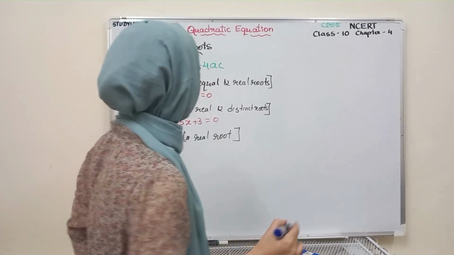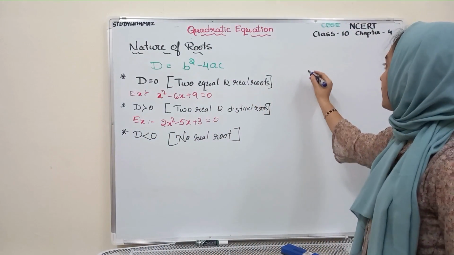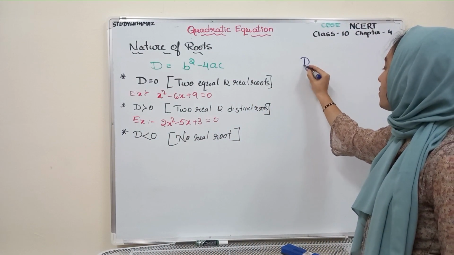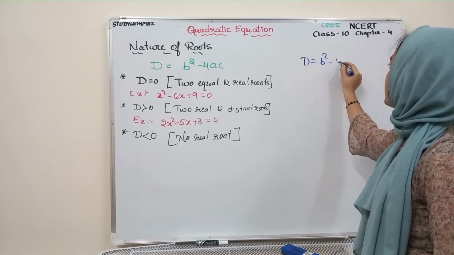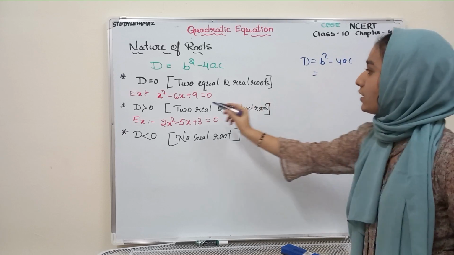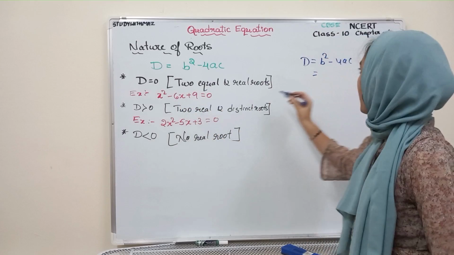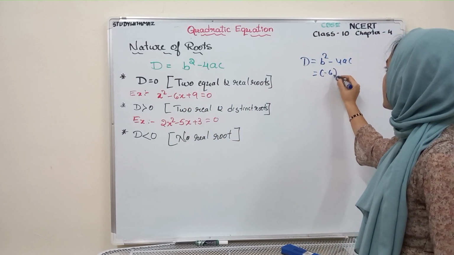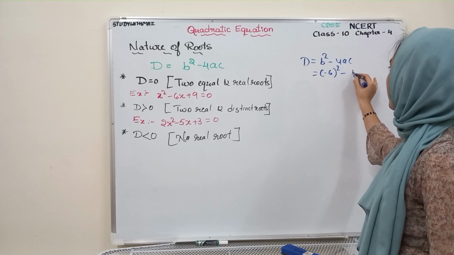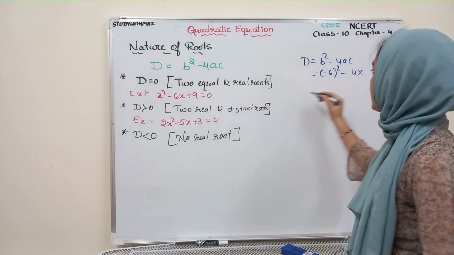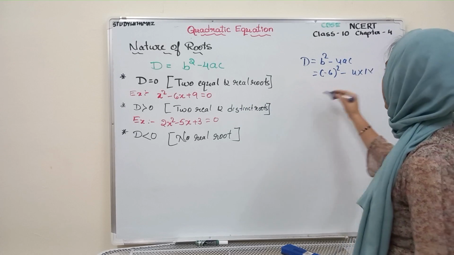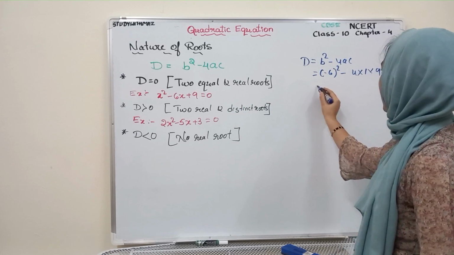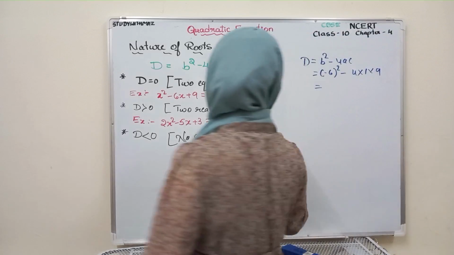Let us see according to this. I will just take the D for this. D is equal to b square minus 4ac. Substitute the values. Here b is minus 6, so minus 6 square minus 4 into a, which is 1, into c, which is 9. Okay, and find the value.